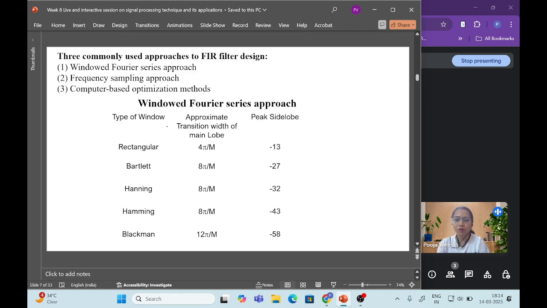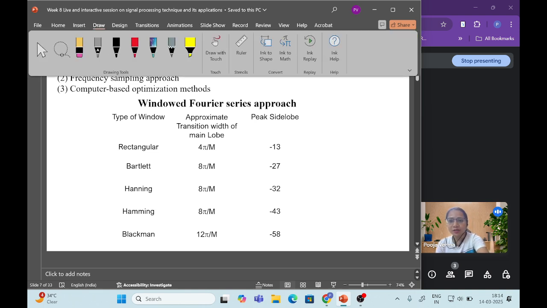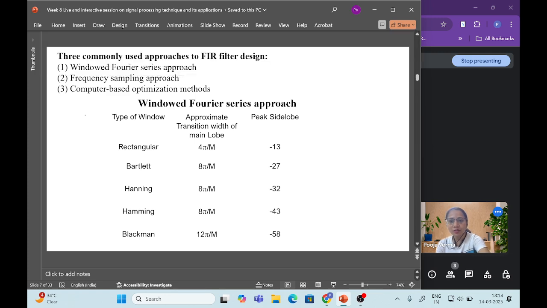Now next, how we will solve the FIR filter design problems. There are three methods to solve the FIR filter design. The first one is the window series approach, the Fourier series approach. The second is the frequency sampling approach, and the third one is a computer-based optimization method, that is solved by any function in MATLAB or any other. And we will see the frequency sampling and Fourier series approach.